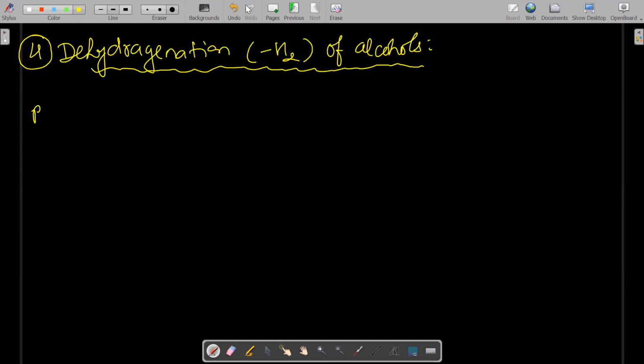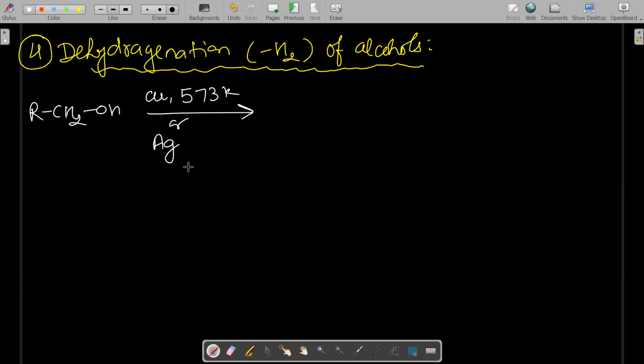Again, same thing. Primary alcohol. Again, I'm taking primary alcohol in the presence of a dehydrogenating agent like copper at 573 Kelvin, or we can use silver at 573 Kelvin. We can take any catalyst, copper or silver. But basically what we prefer is copper. All of you know why we prefer copper. Silver is a better dehydrogenating agent, but it is very expensive. So we use copper.